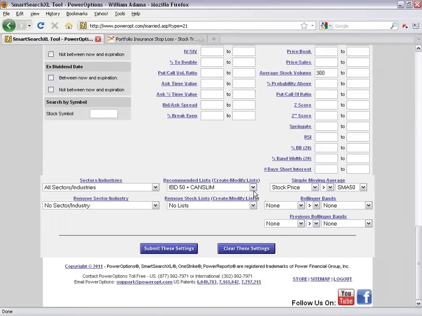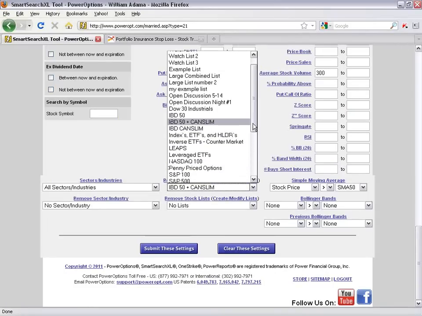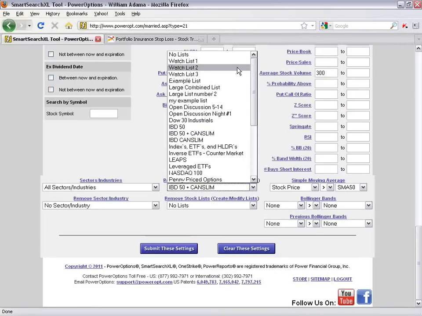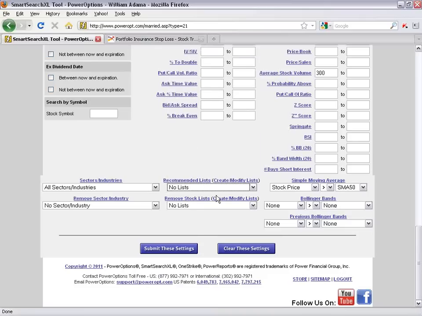If I wanted to expand my universe of optionable stocks, I would look for RPMs. The first thing I'm going to do, from the drop-down menu in recommended lists, is I'll go ahead and select no lists from the top of the menu. This opens it up to all optionable stocks, ETFs, and indexes.